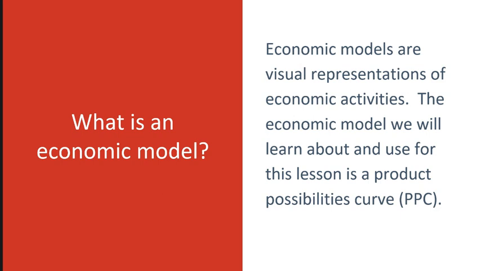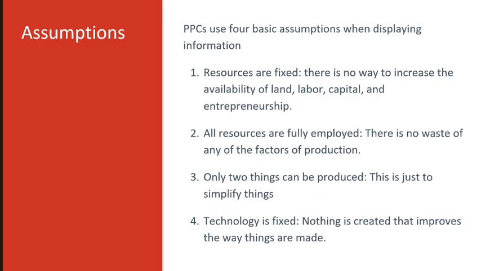So let's do some assumptions here that we have to assume, obviously, that are true when we're looking at a PPC, production possibility curve. First one is resources are fixed. We're not going to find any new land, labor, capital, or entrepreneurship. We're not wasting any of those particular factors of production. The third one is always confusing for students. It says only two things can be produced. It's really only to simplify things.